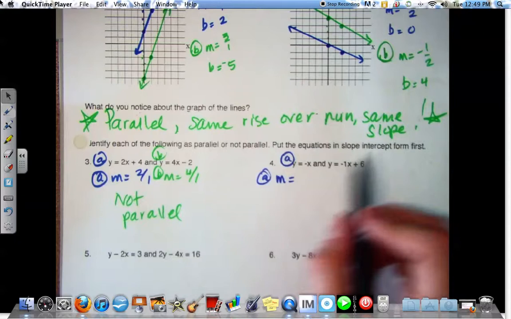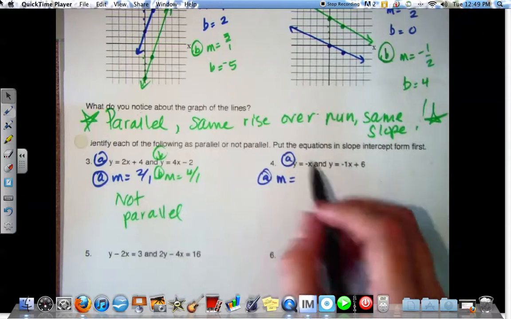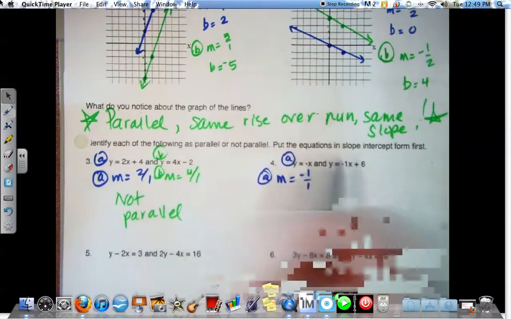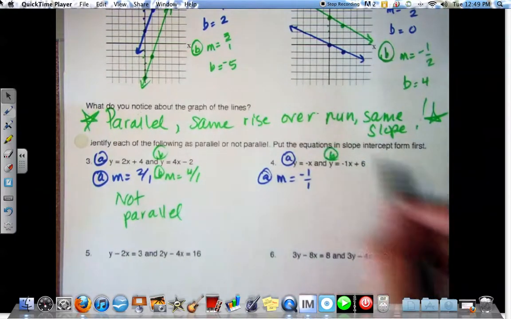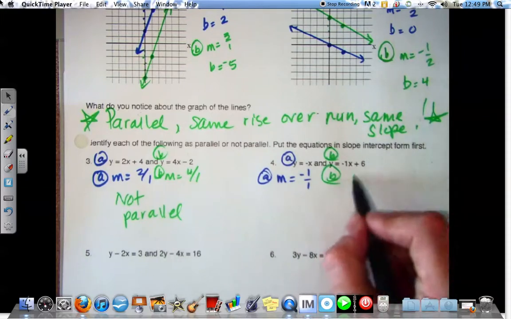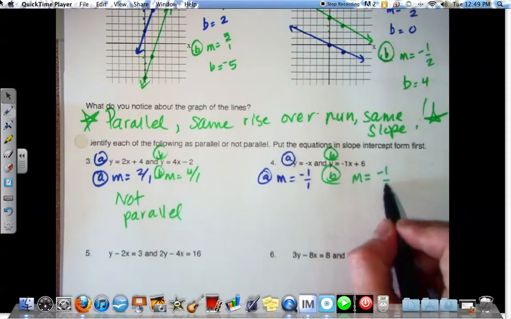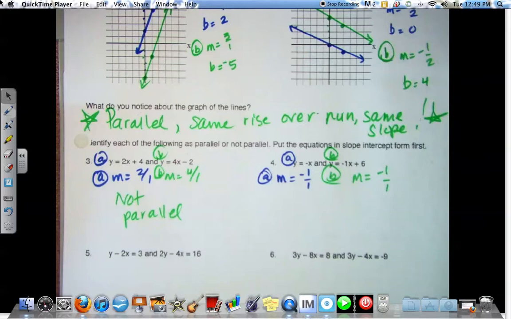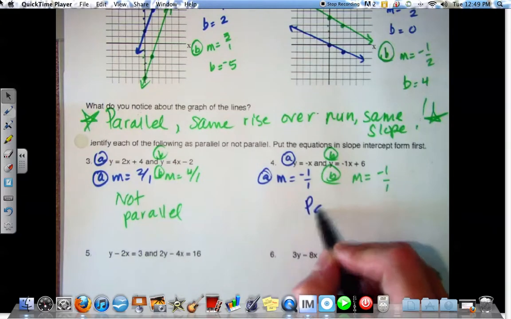For A, the first equation, y equals negative x. What is our rise over run? Negative 1 over 1. And the second equation, y equals negative 1x plus 6. What is our slope? Parallel or not parallel? Parallel.